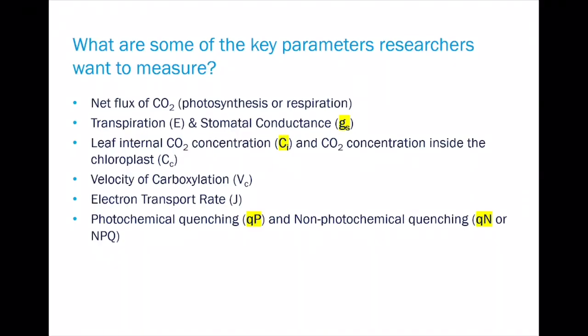Before we leave, I wanted to spend just a little bit of time talking about a couple of other key parameters that are available in your data file, and some things to keep in mind. One of the big parameters that a lot of researchers are interested in is stomatal conductance. And if you know stomatal conductance, you should be able to calculate CI. And both of these are in your data file. And then we'll also talk about photochemical quenching and non-photochemical quenching.